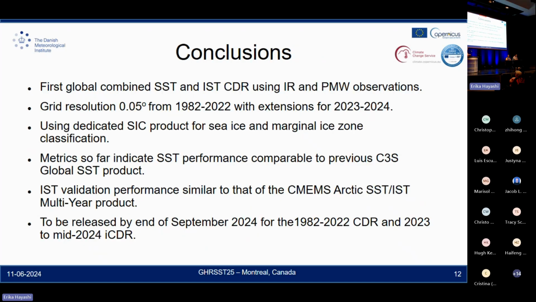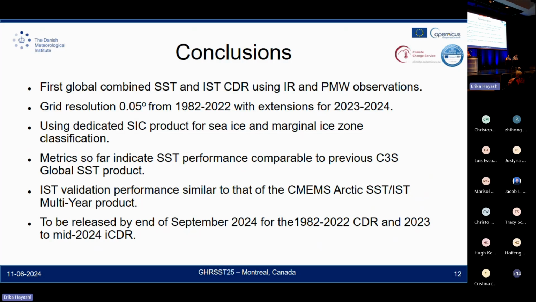So in conclusion, what we are trying to create now, and we are about to deliver in a few months, is the first global combined SST and IST climate data record, also combining infrared and passive microwave observations. It's going to be released on a grid resolution of 0.05 degrees, available from 1982 to 2022 as a CDR, with an extension for 2023-24 as an intermediate climate data record, so ICDR. We are using a dedicated sea ice concentration product for the sea ice and marginal ice zone classification.